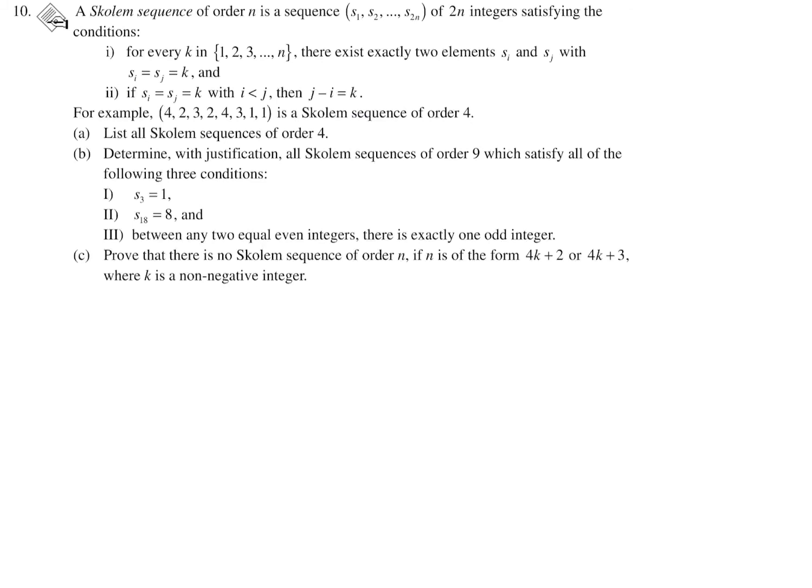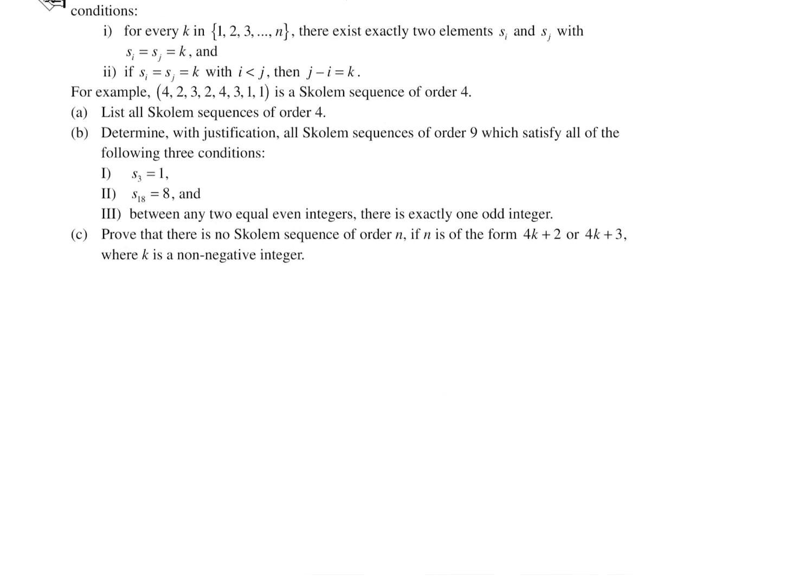Determine with justification all Scolum sequences of order 9 which satisfy all of the following 3 conditions. S3 is 1, S18 is 8, and between any 2 equal even integers, there is exactly 1 odd integer.